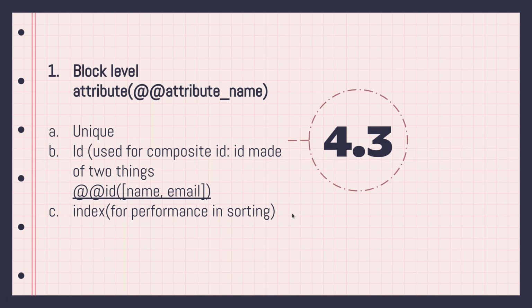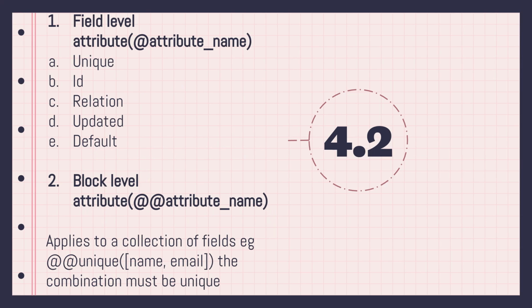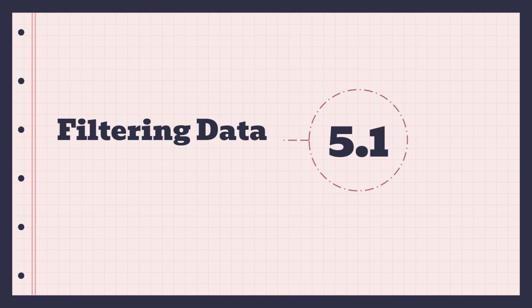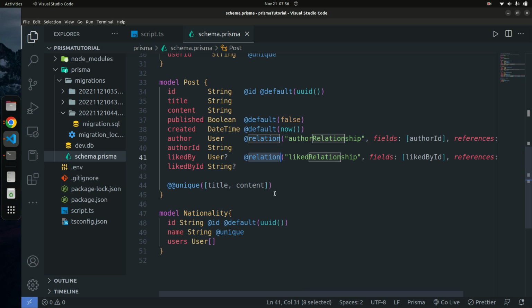And then the difference between field attributes and block attributes is that field attributes have only a single at sign in front of them, but block attributes have a double at sign in front of them. So that's the difference between field attributes and block attributes. Okay, I hope that makes sense. In this case, we're not actually going to be applying block attributes, but that's how you can use them in case you need them.